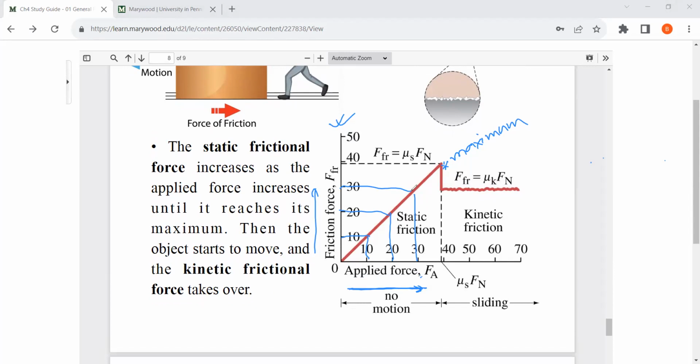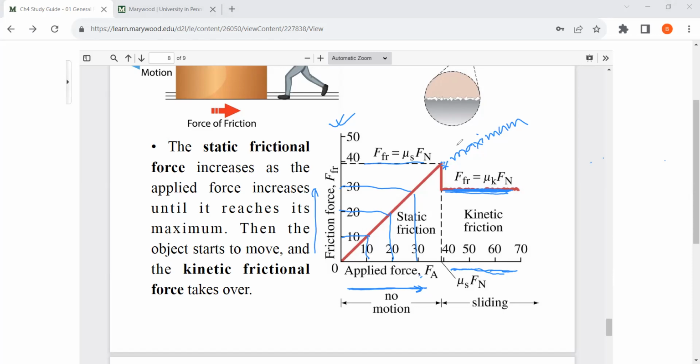And then once we reach the maximum limit of the static friction, you see that it drops, and it stays constant. Here you see that we are increasing the applied force, but the friction stays the same. That means before you reach the maximum limit of the static friction, the applied force is balanced by the friction force, so that the object is at rest.